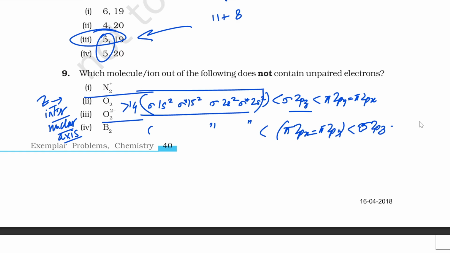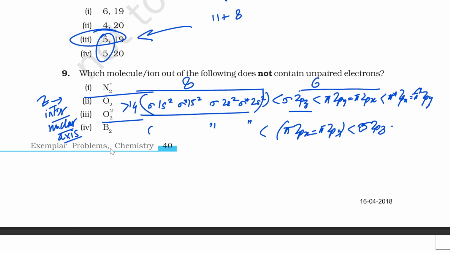There are more things, but do we need them? We'll see. So there's 8 over here, and 1, 2, 3, 6 over here. So 14 electrons have gone here, and if you want to put 2 more, where will you put them? You'll put them in pi star 2px equal to pi star 2py. What do we have to do? Why am I doing all this? Does not contain unpaired electrons. That's what I'm finding.